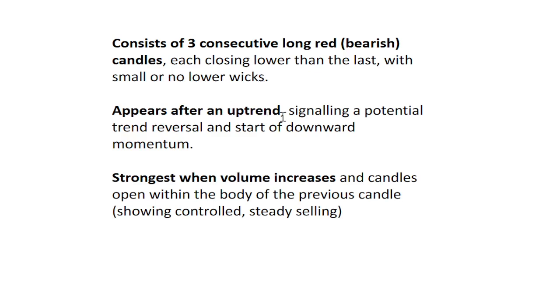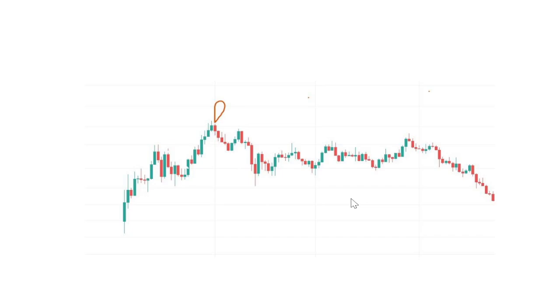Appears after an uptrend, signaling a potential trend reversal and start of downward momentum. Strongest when volume increases and candles open within the body of the previous day, showing controlled steady selling. So here is an example chart. This is three red candles that are closing at the low of the previous day, and we see that after the formation of this candle, the price had this downward movement.